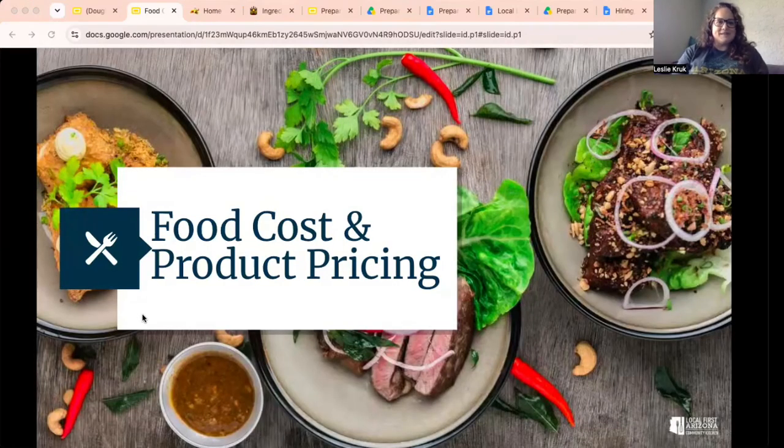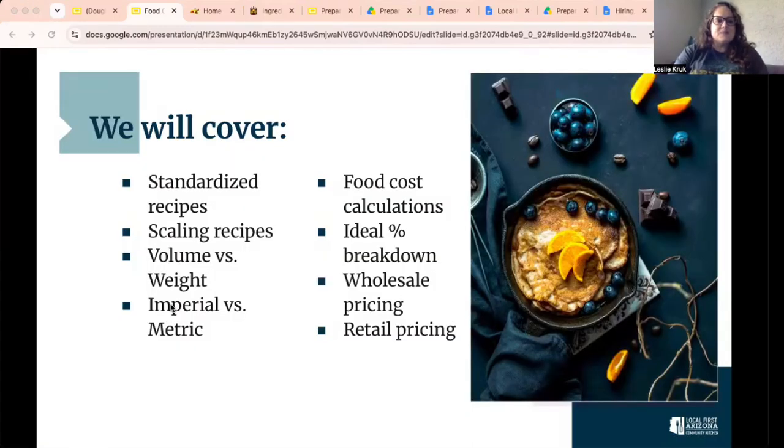Food cost and product pricing is the name of the conversation today. Some of the things we're going to talk about are standardized recipes and why utilizing a standardized recipe in your operation is very important. We'll talk about scaling recipes. It's not just a matter of multiplying a recipe by 2 or 4 to make a bigger batch. We'll talk about the proper way to do that.